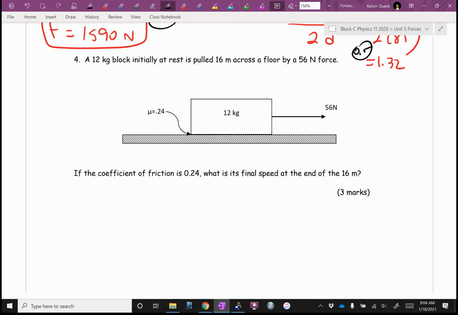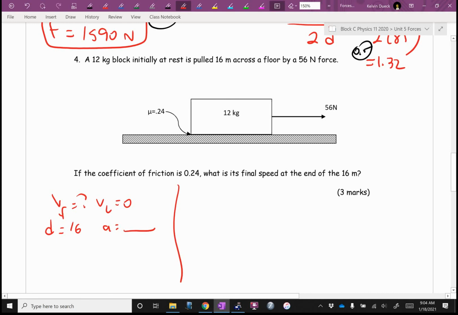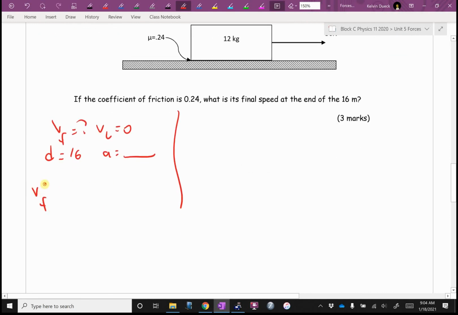What does it really want me to find? Yeah, it's VF, but what am I going to spend most of my time finding initially? I think I'm going to need A. So I started out thinking like this. Okay, they want me to find VF. They gave me VI is 0. They gave me D equals 16 meters. If I knew the acceleration, I'm good to go. So I'm going to find the acceleration, and then I'm going to use VF squared equals 2AD, square root.